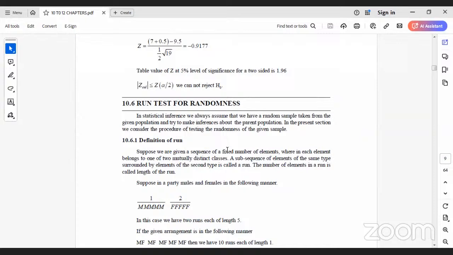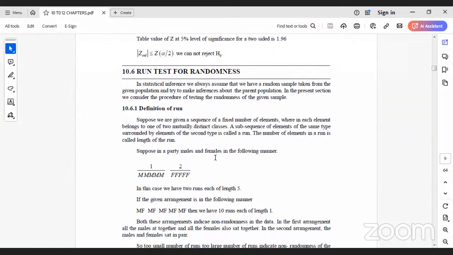Then the run test for randomness. What is the run test for randomness we are taking here? In statistical inference, we always assume that we have a random sample taken from the population and try to make inferences about the parent population. In the present section, we consider the procedure of testing the randomness of the given sample. Definition of run: suppose we are given a sequence of a fixed number of elements wherein each element belongs to one of two mutually distinct classes. A subsequence of elements of the same type surrounded by elements of the second type is called a run. The number of elements in the run is called the length of the run.